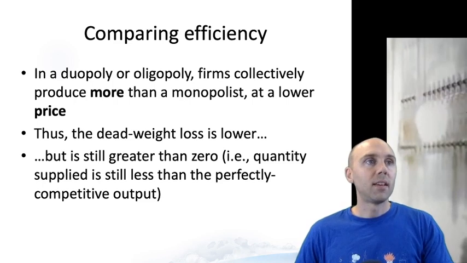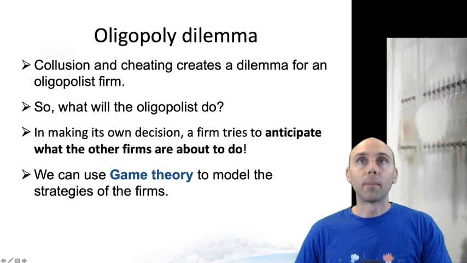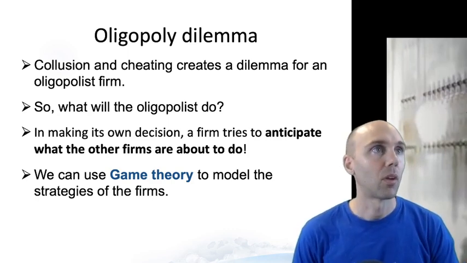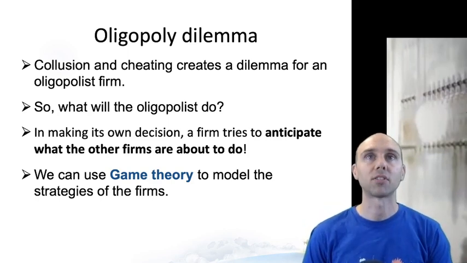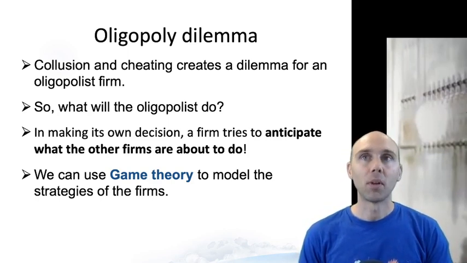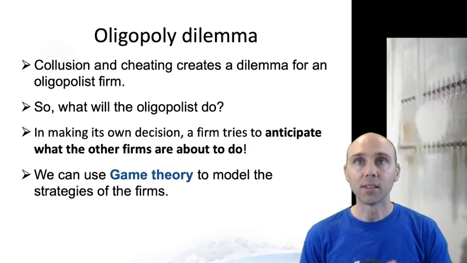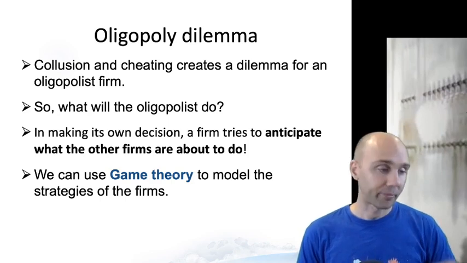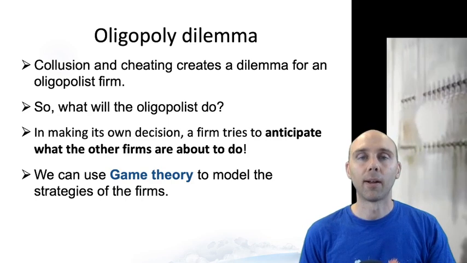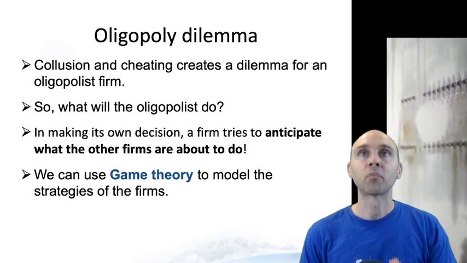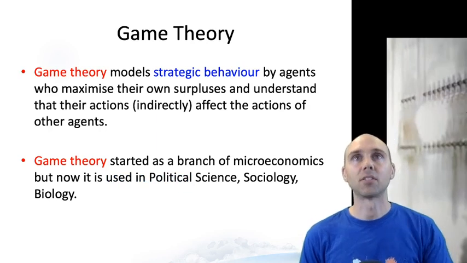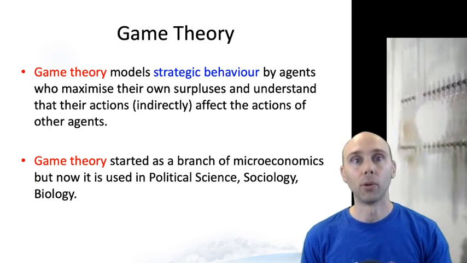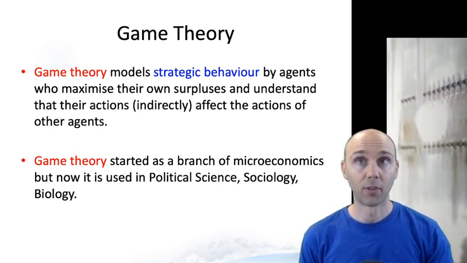So we can already see the makings of a dilemma for firms in these sort of markets. Cheating and collusion present a trade-off in the actions. And I reiterate once again that the best decision therefore depends on anticipating what other firms are about to do. This branch of economics called game theory models these strategic interactions, so strategic behavior by agents who are also assumed to know that their actions affect others and vice versa.